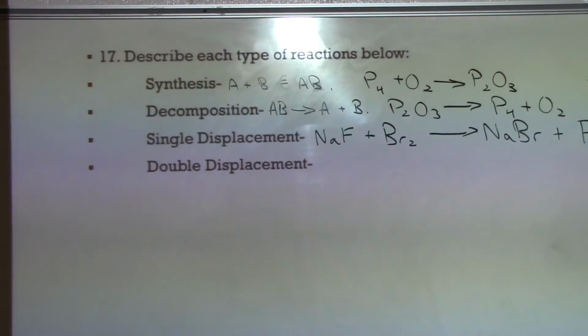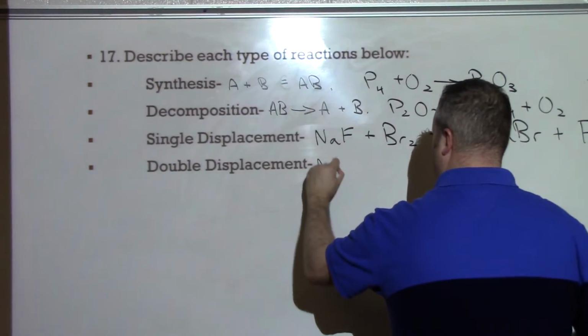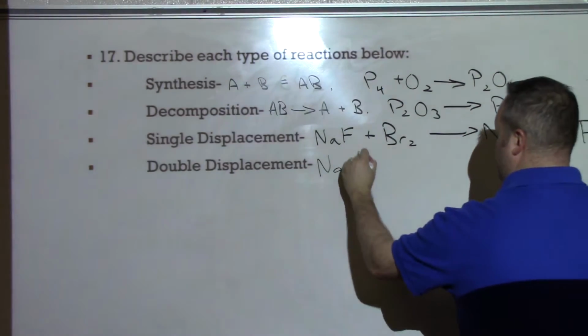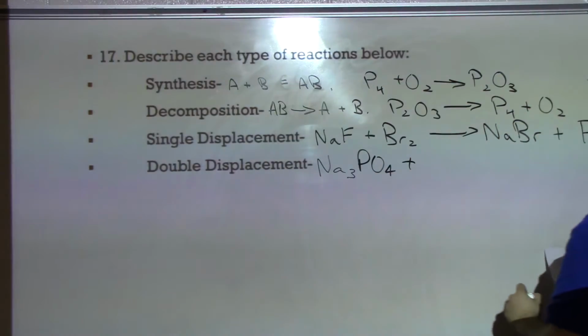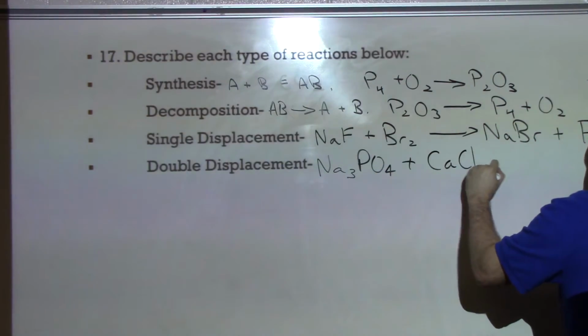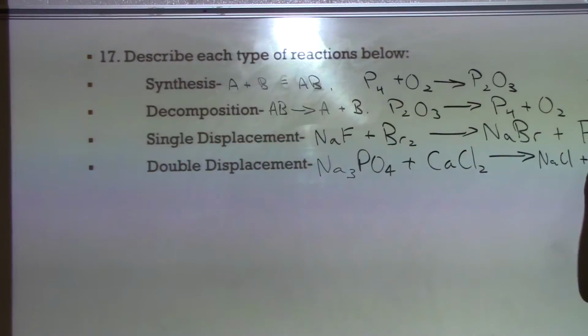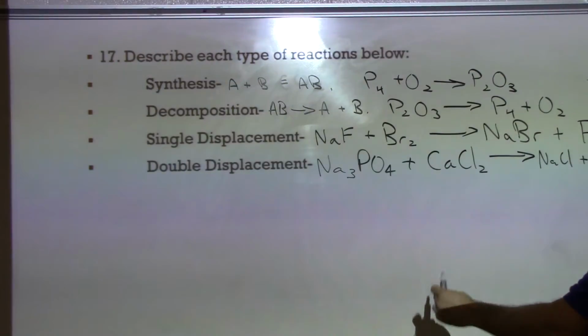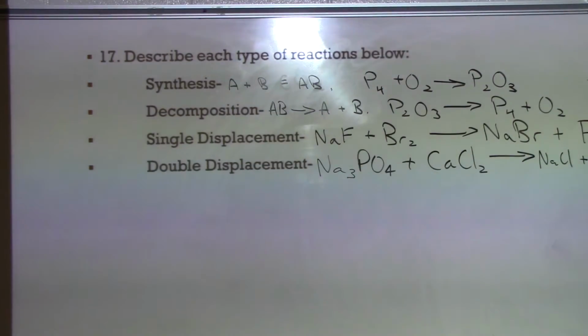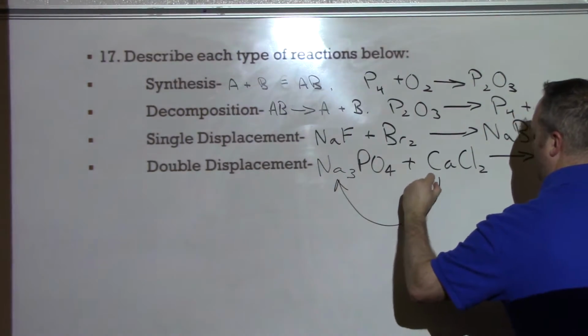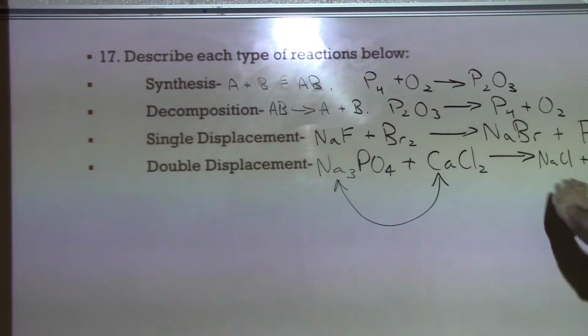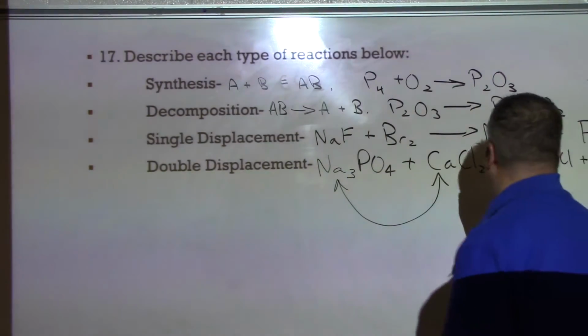Double displacement reaction. Looks a little complicated. Okay, so what we have going on right here, you see a lot of different things happening. It looks very complicated, but what's basically occurring is the calcium and the sodium are switching places, and as a result, we're going to have 2 new compounds. So those are some examples of those kinds of reactions.